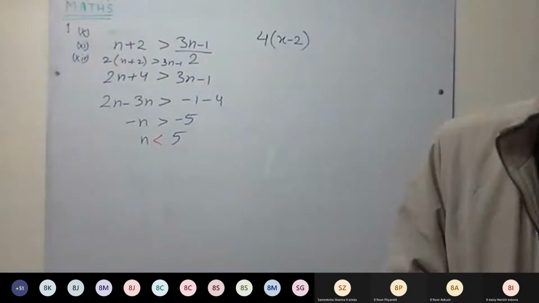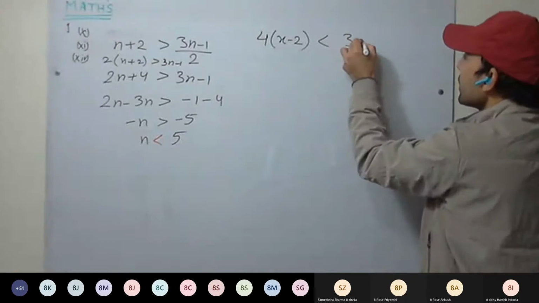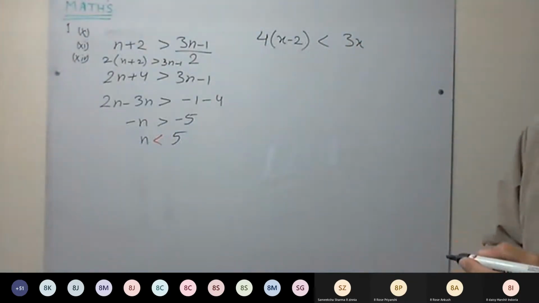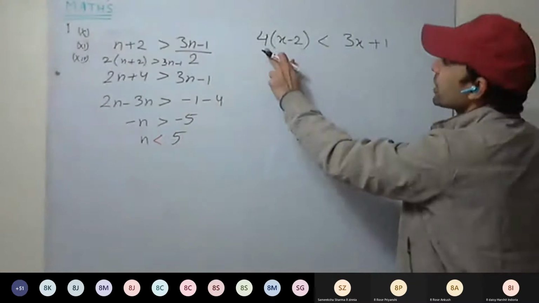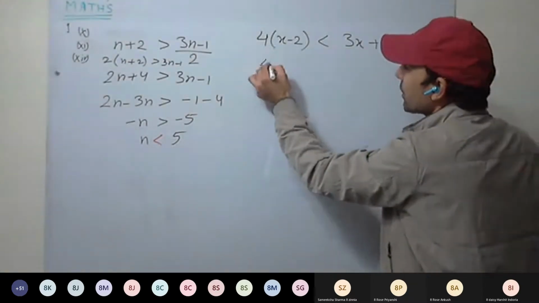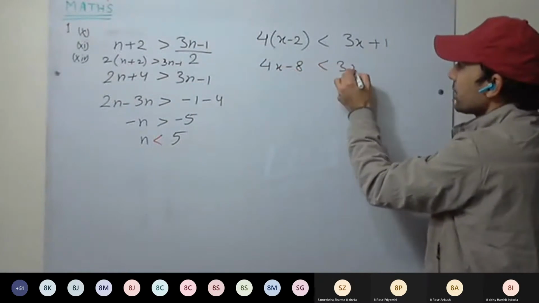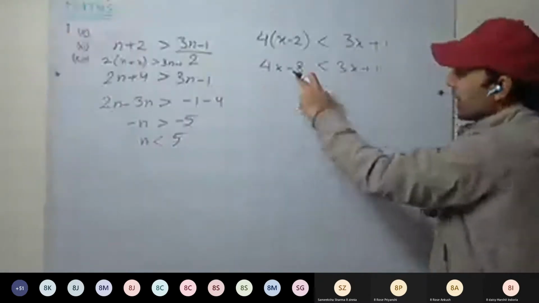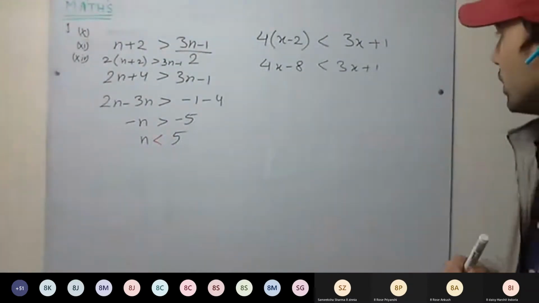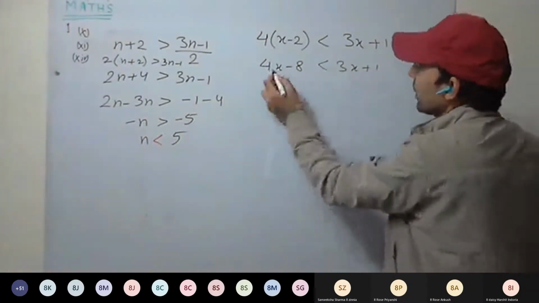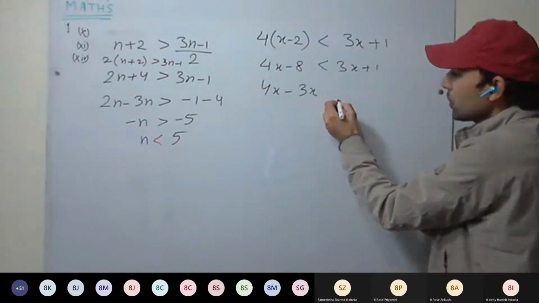That is fine. So 4x minus 2 less than 3x plus 1. Open the bracket: 4x minus 8 less than 3x plus 1. Take x terms on one side. This is the 14th question. This we have done in class as well. Always go through the video afterwards.